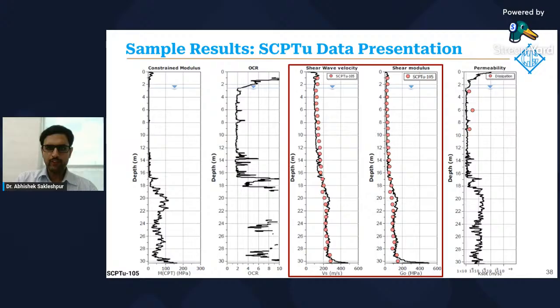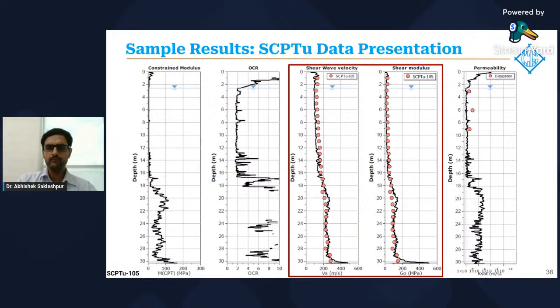So the data points that we see here are actually measurements, and the solid black line is the interpreted or correlated shear wave velocity from CPT data. And we can note the excellent match between the interpreted shear wave velocity as well as the measured shear wave velocity.